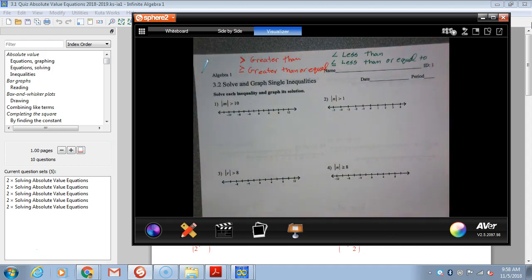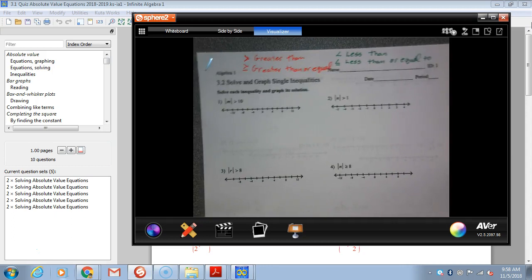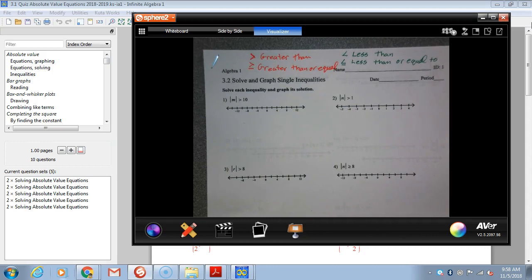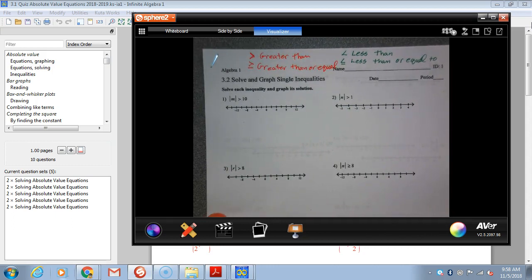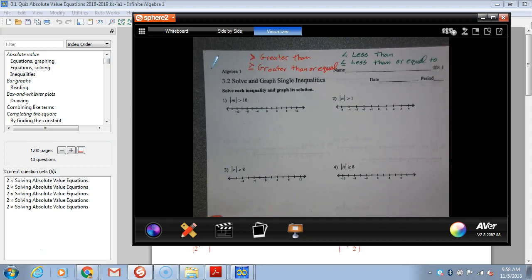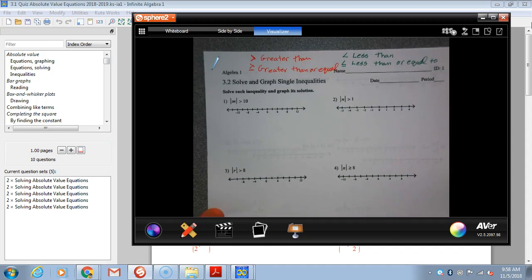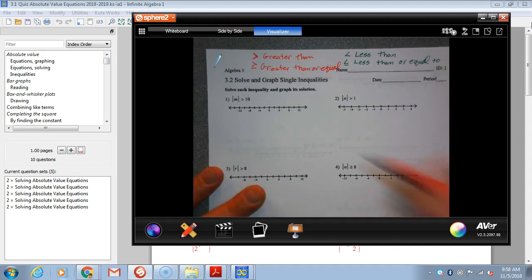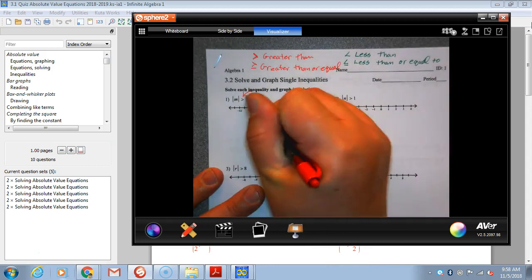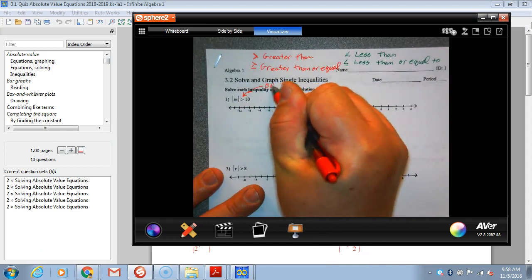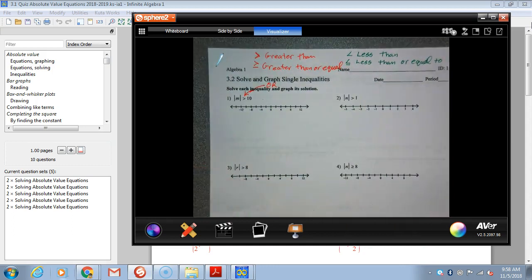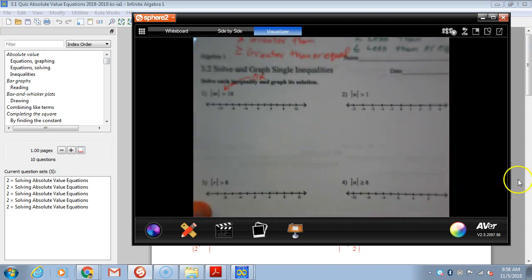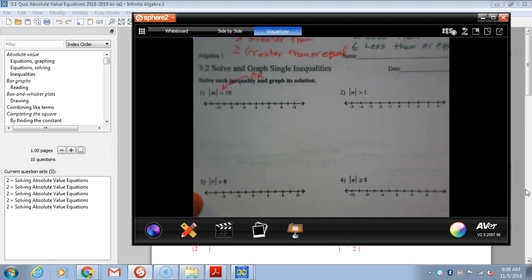Now when we're solving absolute value inequalities, we're going to do the greater than first. The greater than are going to have the word or. So all of these problems on the front page are going to use or. Let's go ahead and I'll do the odds, you guys can do the evens.